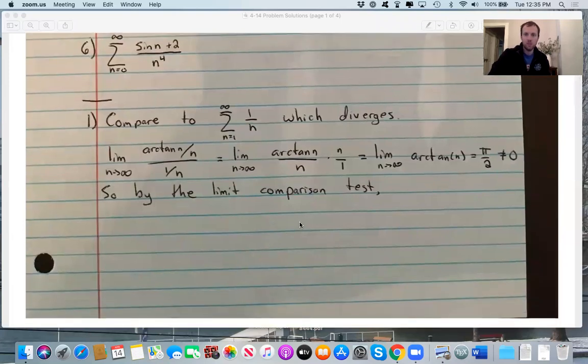Questions about that problem or that kind of explanation of what we're looking for when we do the limit comparison test?